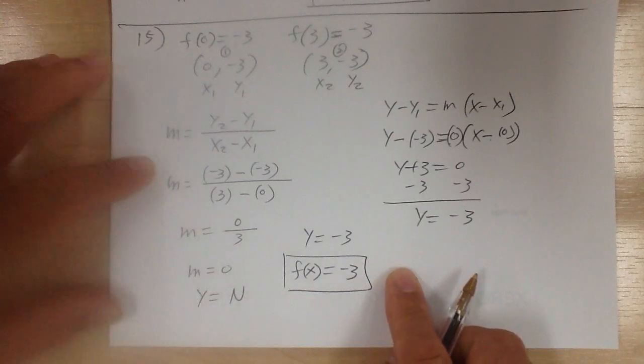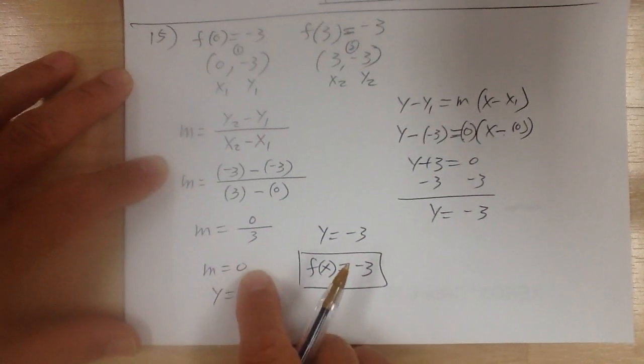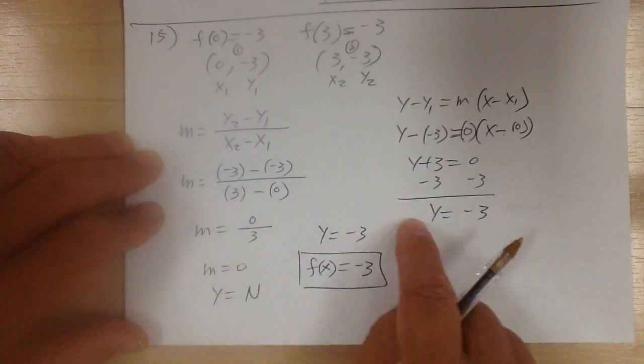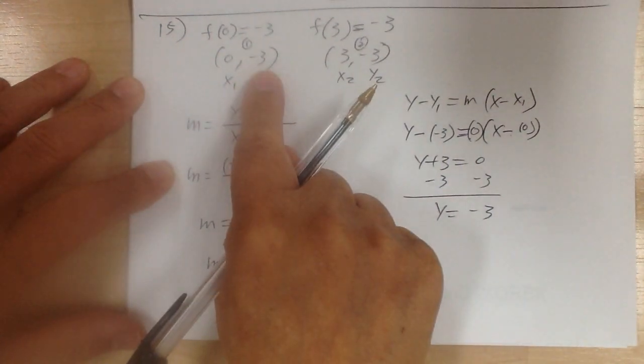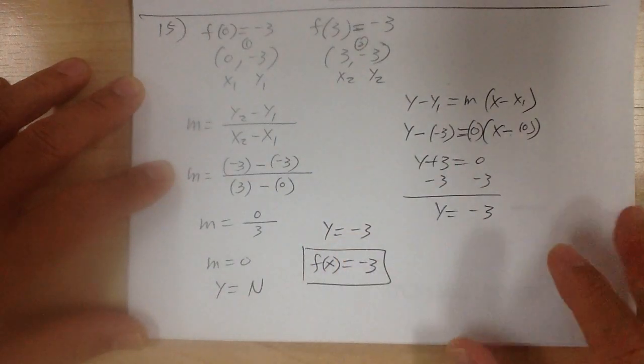But again, over here, when you see that m equal to 0, it means it's going to be a horizontal line. That means y is going to be a number, and if you look, y is always negative 3, right?